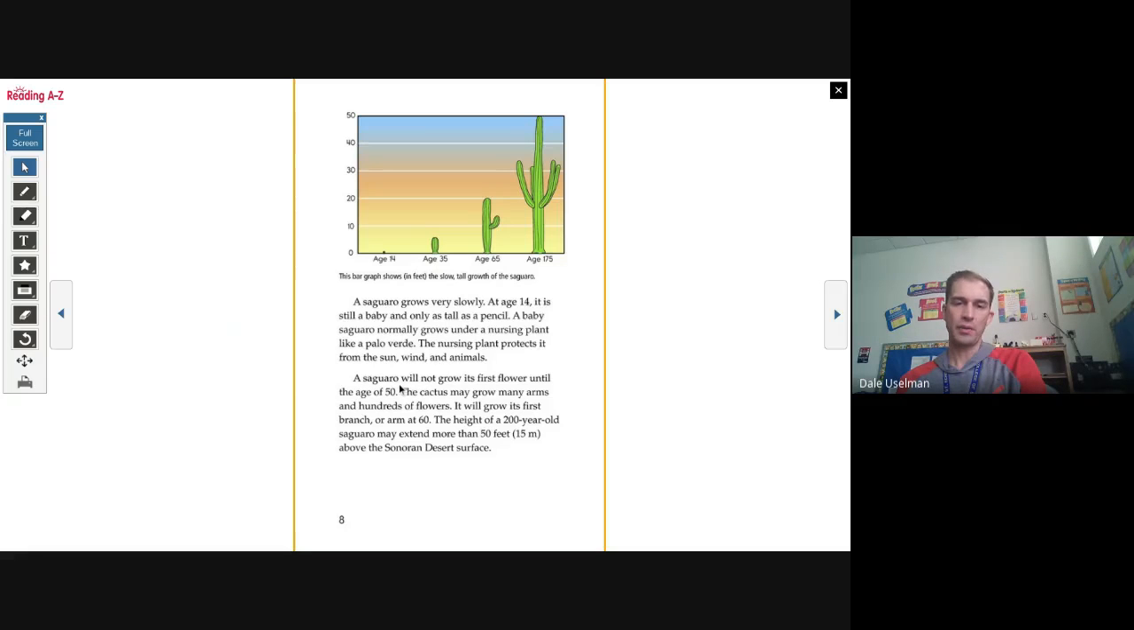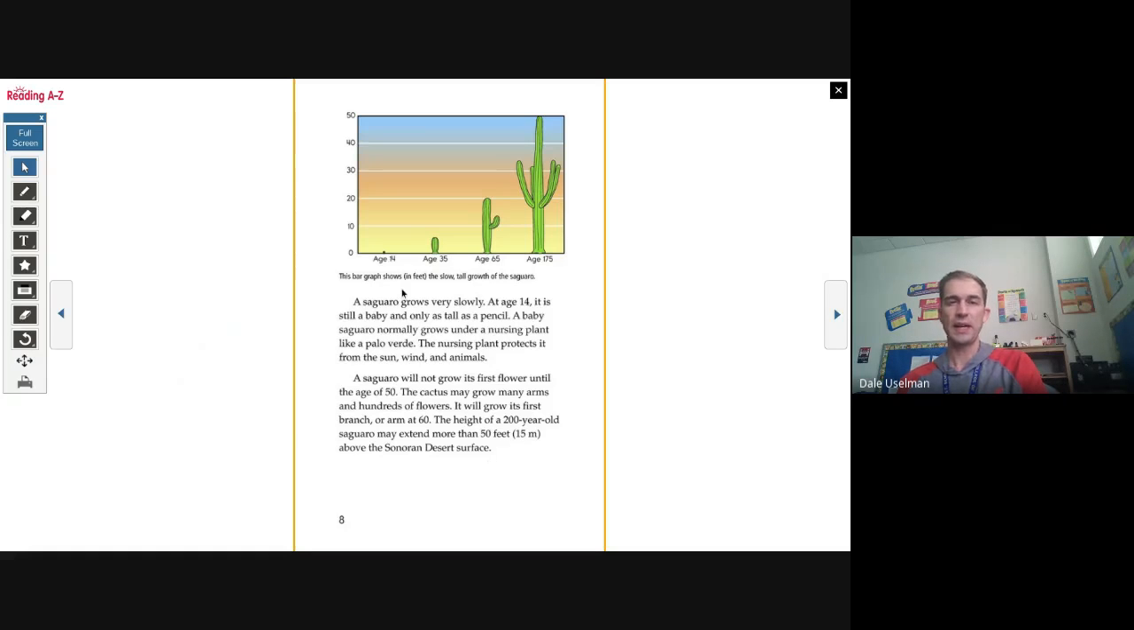A saguaro will not grow its first flower until the age of 50. The cactus may grow many arms and hundreds of flowers. It will grow its first branch or arm at 60. The height of a 200-year-old saguaro may extend more than 50 feet or 15 meters above the Sonoran Desert surface.